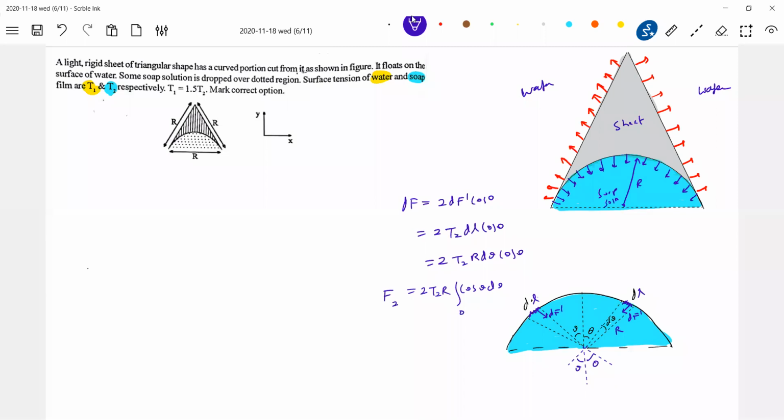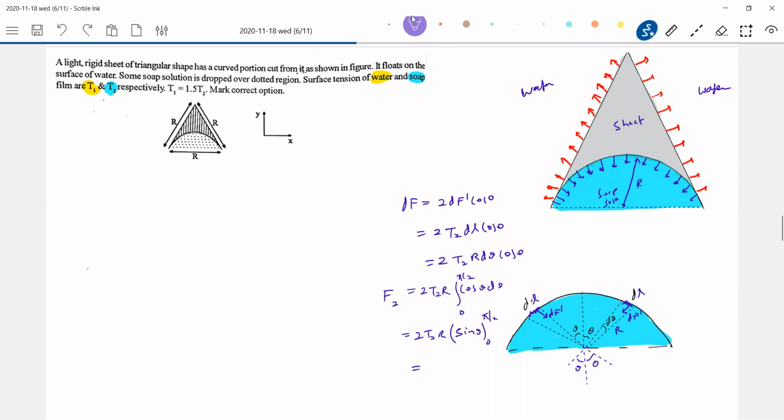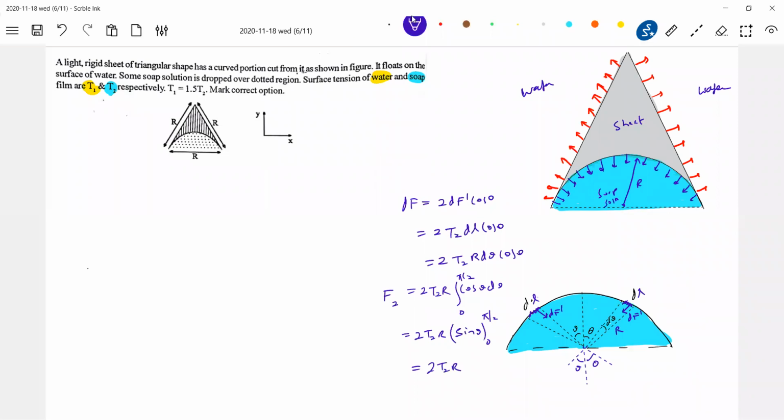What is the limit? 0 to pi by 2. 0 to pi or 0 to pi by 2, I should take 0 to pi by 2. So this will become 2 T2 r times the integral of cos theta. Integral of cos theta will be sine theta, sine pi by 2. So this will be 1. So how much are we getting? 2 T2 into r.